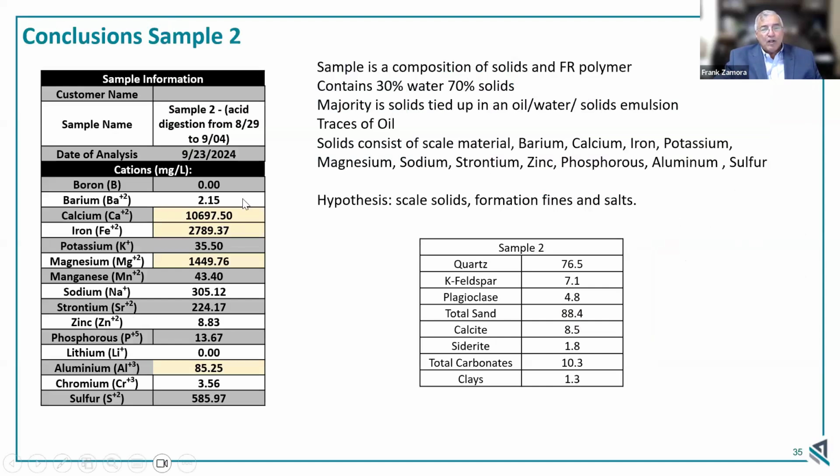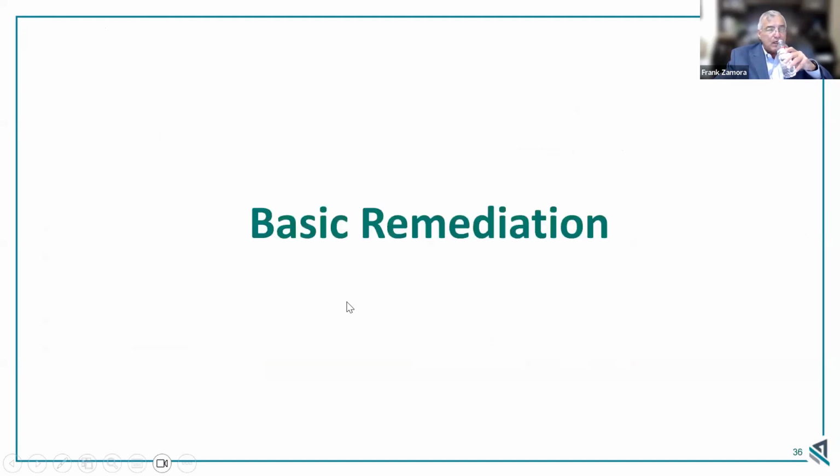So breaking it down, we had a tremendous amount of calcium, which is probably some of the calcium scale and some of the carbonate that was actually present in the sample. A tremendous amount of iron, 2,700 parts per million of iron. Again, the iron helping it hold together, 85 parts per million of aluminum. Everything else was very similar to the first sample.